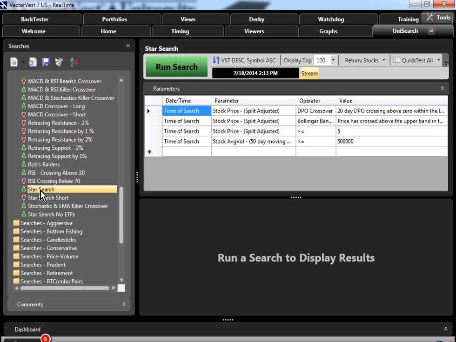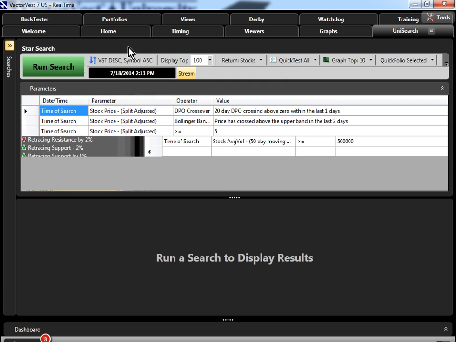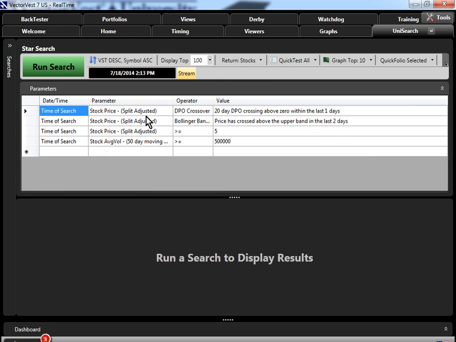I'm going to click on the original search here, and let me just close down this search directory. It looks for the stock's price to have a DPO crossover crossing above zero within the last 1 day, and it also looks at price crossing above the upper Bollinger Band within the last 2 days. Now we have some minimum price and volume requirements here too. The stocks have to be greater than $5 and the average volume has to be greater than 500,000 shares, and we're sorting by VST.